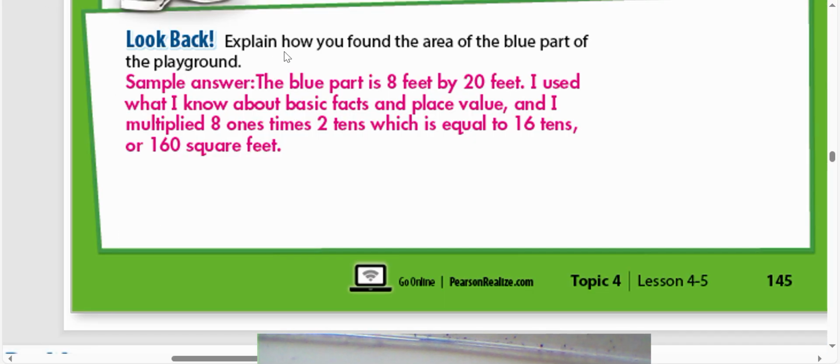Look back. Explain how you found the area. The blue part, the same answer. We divided the playground into 4 sections and found the area of each one and then added together. The blue part is 8 feet by 20 feet. I used what I know about basic facts and place value, and I multiplied 8 times 2 tens, which is equal to 16 tens or 160 square feet.